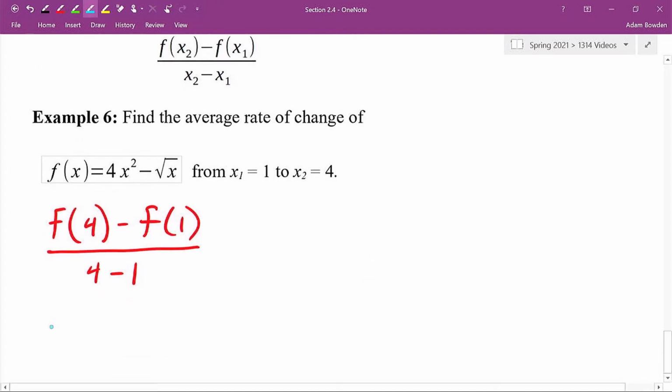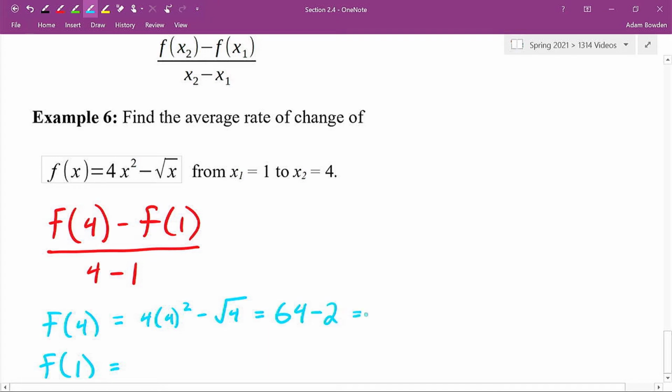What I'll do is go ahead and calculate f of 4 and f of 1 on their own. To do f of 4, we'll do 4 times 4 squared minus the square root of 4. That comes out to be 64 minus 2, or 62. F of 1 would be 4 times 1 squared minus the square root of 1. That would be 4 minus 1, or 3.